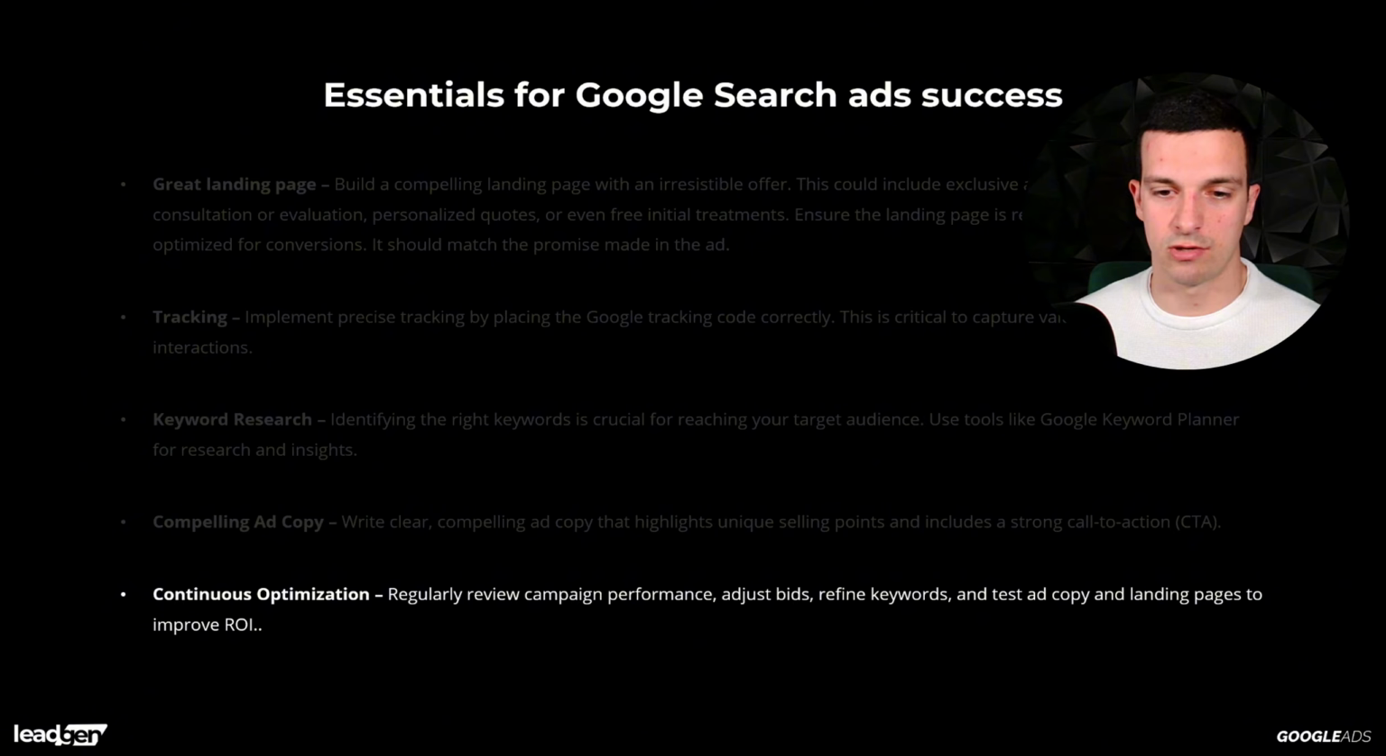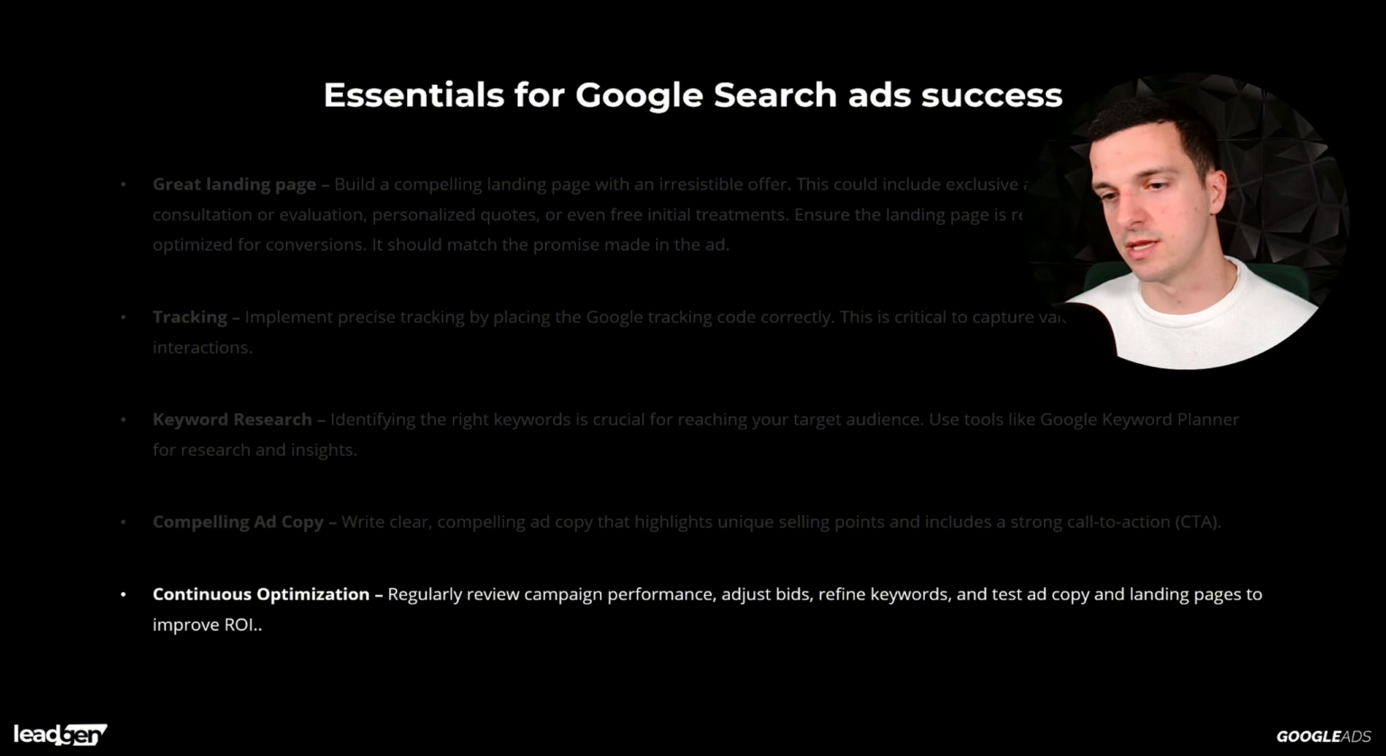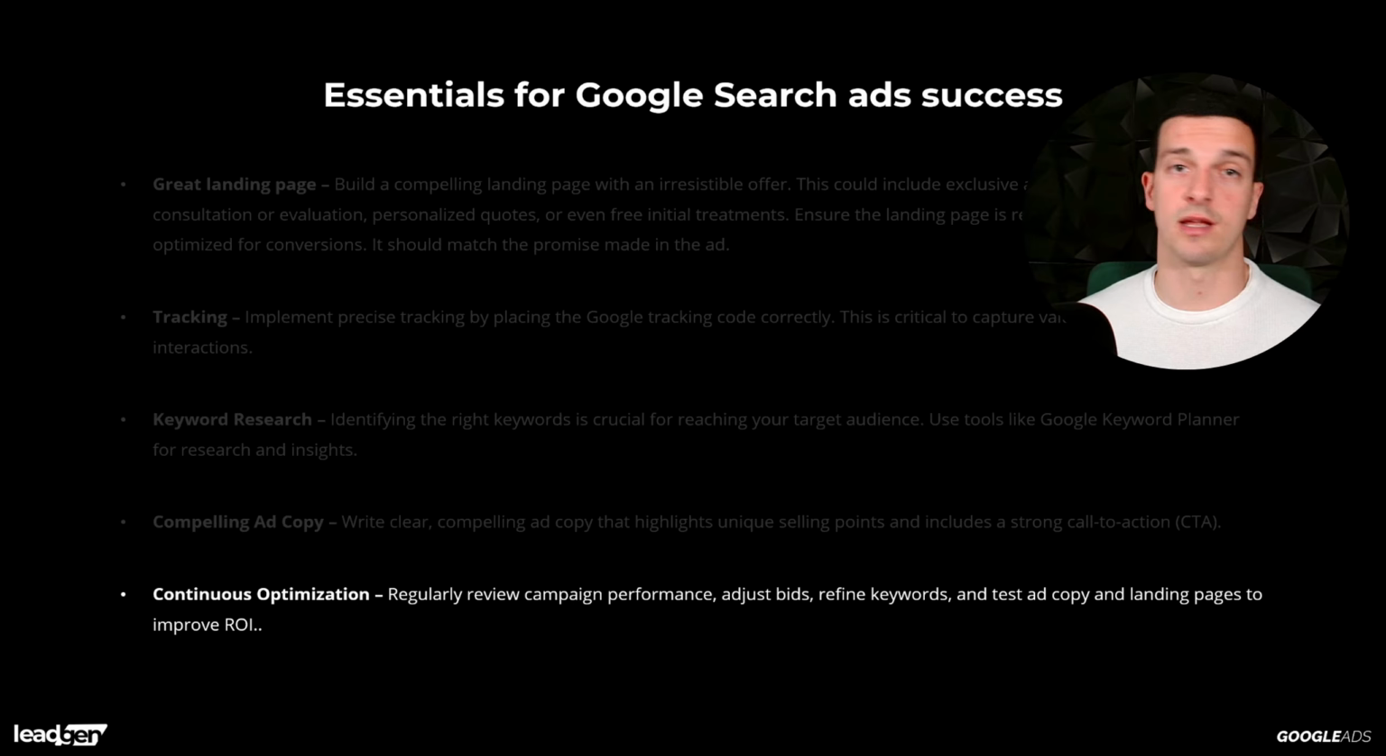Continuous optimization: regularly review campaign performance, adjust bids, refine keywords, and test ad copy and landing pages to improve return on investment. So as with every ad platform, you need to do the optimizations. First of all, we're going to launch a campaign. We're going to see what kind of keywords we are triggering, what the costs are, and I'm going to show you the whole optimization and management flow, how to do it right and how to optimize your campaign so you get lower cost per lead and better results.